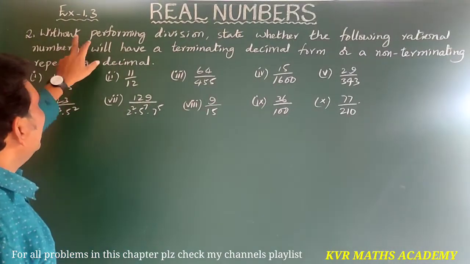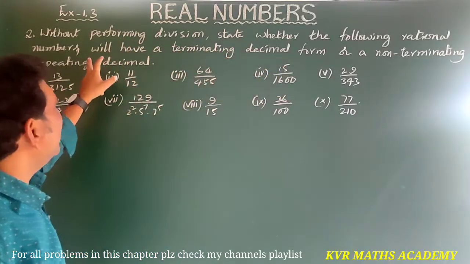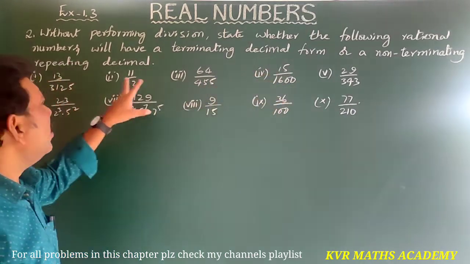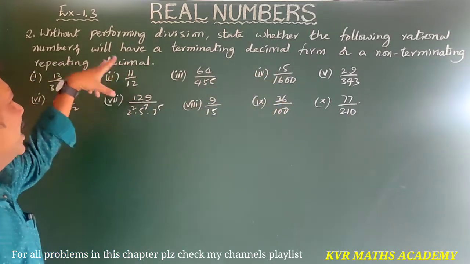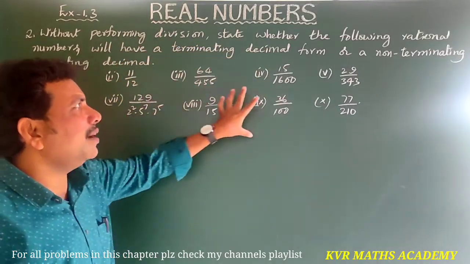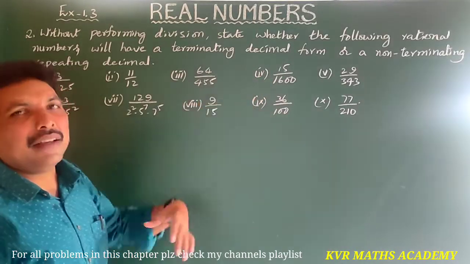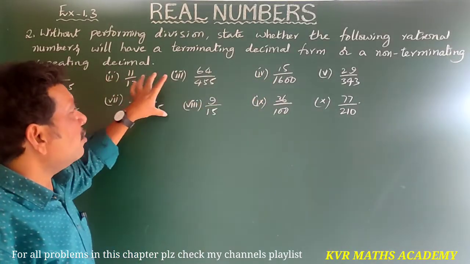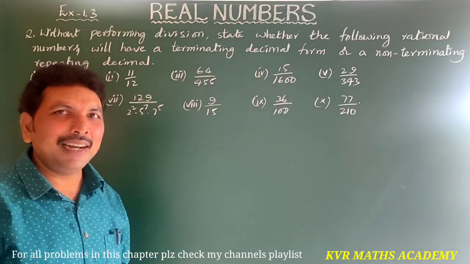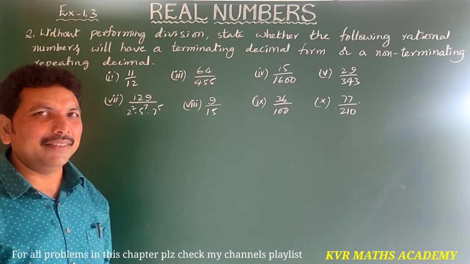Okay, second question. Without performing division, state whether the following rational numbers will have a terminating decimal form or a non-terminating decimal. Come again. Without performing division, state whether the following rational numbers are terminating or non-terminating, without using the actual division method. In the concept video, I have explained this clearly.